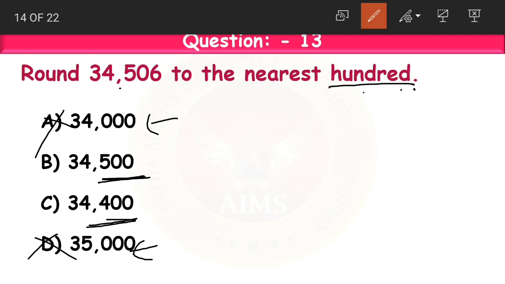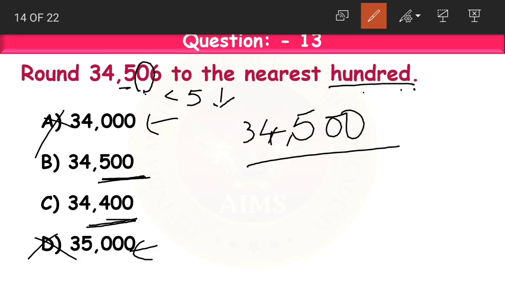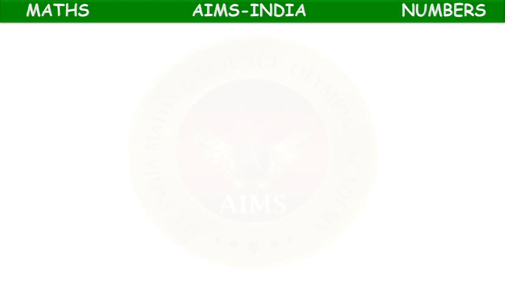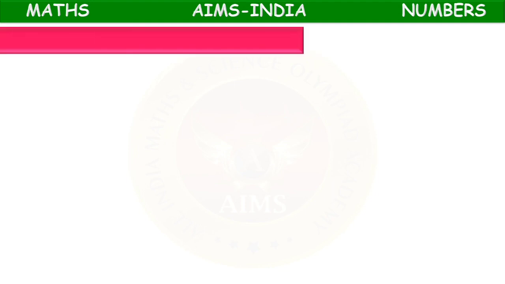Now if you look at the question, 34,506. For rounding off to the nearest hundred, we look at the digit in the tens place. It is 0. That is less than 5, so we round it down. So the remaining numbers remain the same, and we add 2 zeros in place of ones and tens. The correct answer is 34,500. Yes students, rounding off to the nearest hundred.